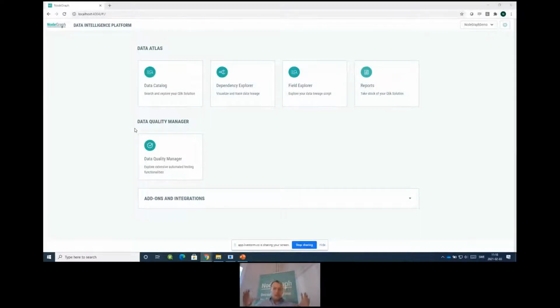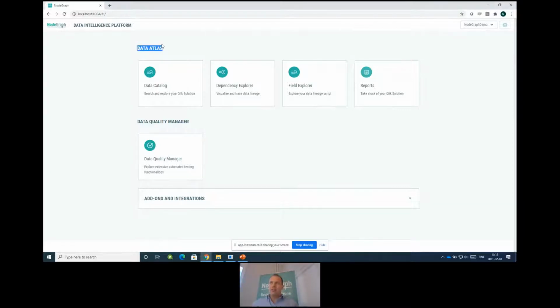So as I said, NodeGraph is an automated platform. It works with Qlik, Power BI, Tableau. It works with Snowflake, SQL. So a lot of different connectors around there. But the key is that everything you see has been pulled together in an automated way. So automation is key.